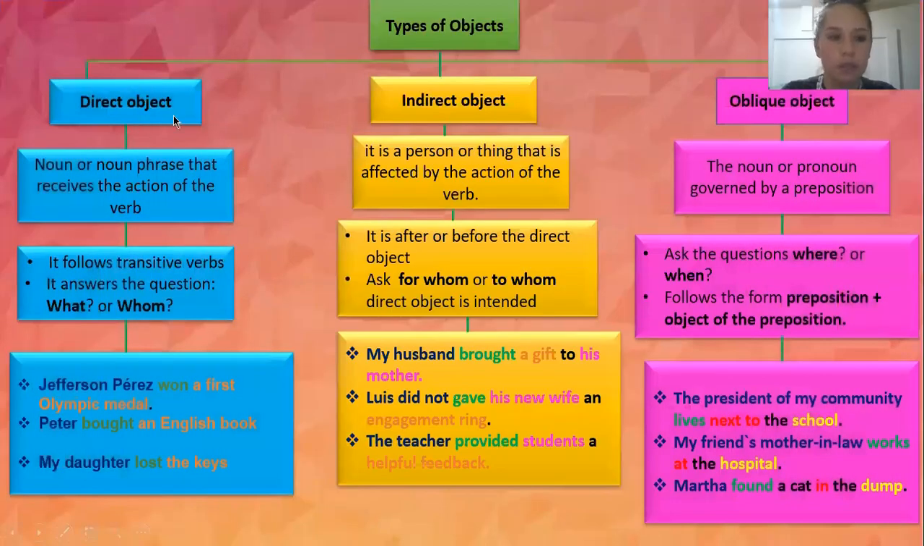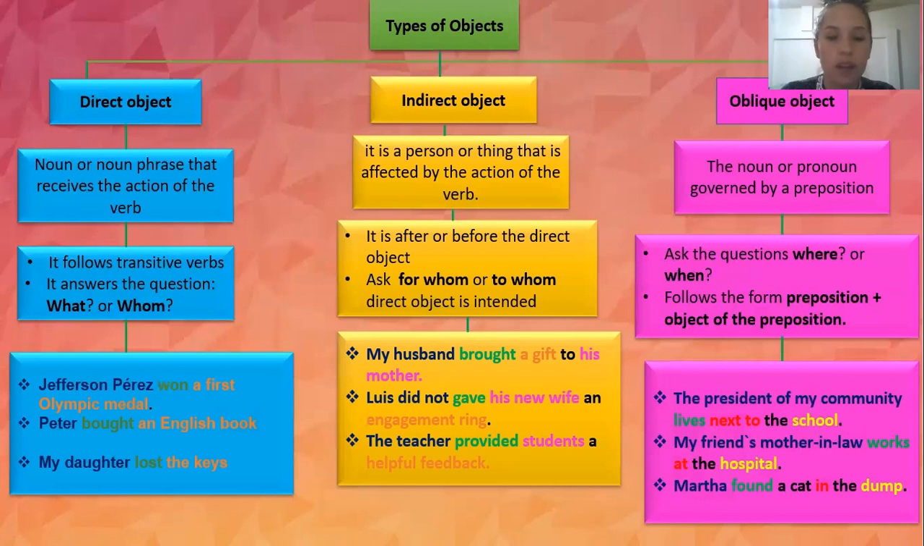Direct object. What is a direct object? The direct object of a verb is the thing acted upon, or in other words, the direct object is a noun or a noun phrase and the pronouns that receive the action of the verbs. It is important to say that it is never preceded by a preposition. So in this case, we have to take into account this part.